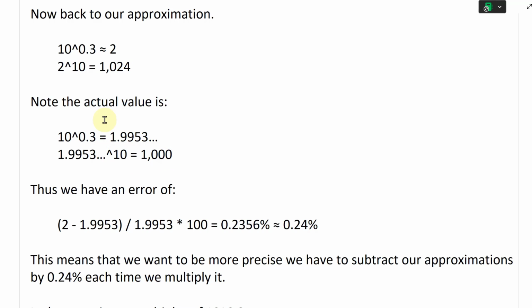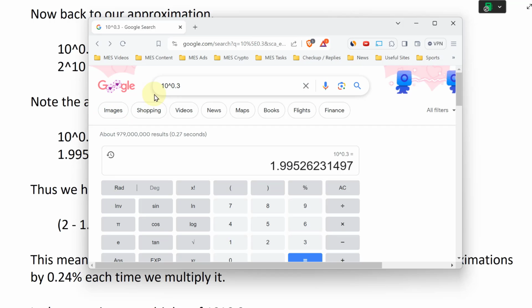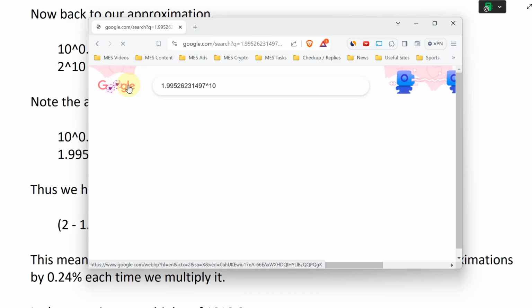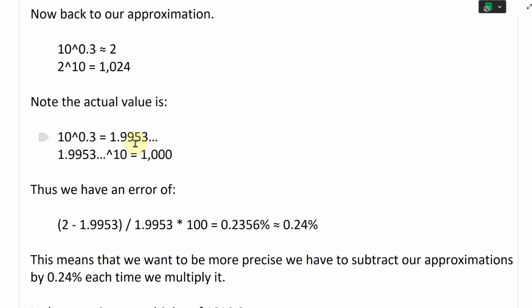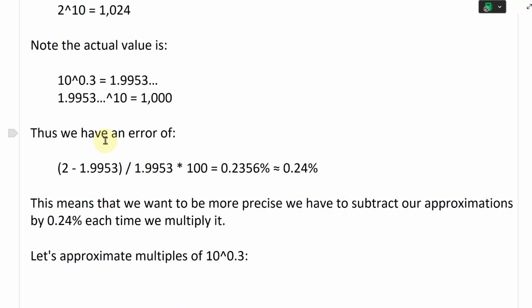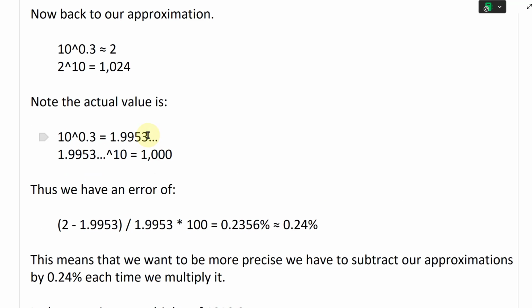All right, for completeness' sake, let's just do this right here. If you plug into Google 10 to the power of 0.3, you're going to get 1.99526. If you copy this, so just more decimal places accurate, this number to the power of 10 equals 1,000.000, etc. Again, some rounding issues, but exactly 1,000. Epic stuff.